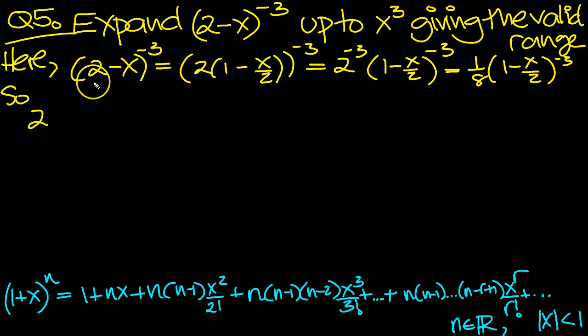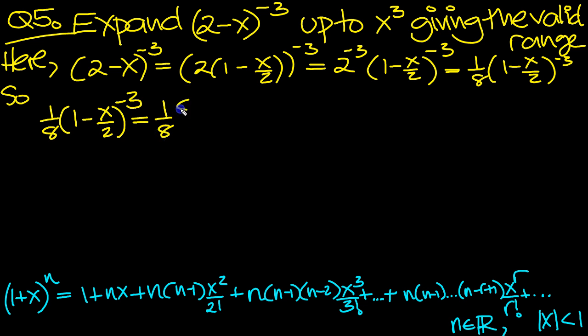So let's do that then. Let's just write down what it is. It's 1/8, and it's going to be 1 minus x over 2 to the power minus 3. Now we can expand this bracket using the binomial theorem. It's in the appropriate form with a 1 in the first position. The input x is minus x over 2. The value for n is minus 3.